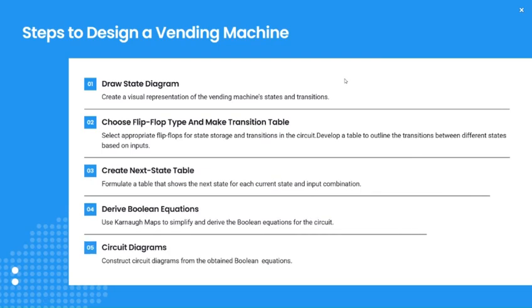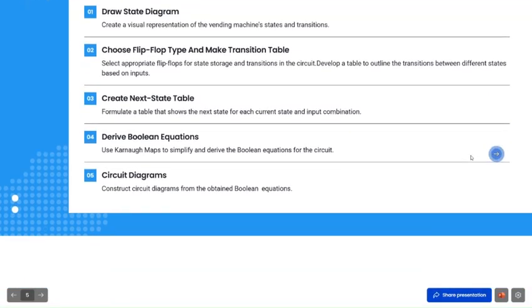The design steps are: first, draw a state diagram to understand the working of the vending machine. In the second step, we choose what type of flip-flop we are going to use and make a translation table for it. In the third step, we make a next state table to derive Boolean equations in the fourth step, and using the derived Boolean equations we draw the circuit diagram.